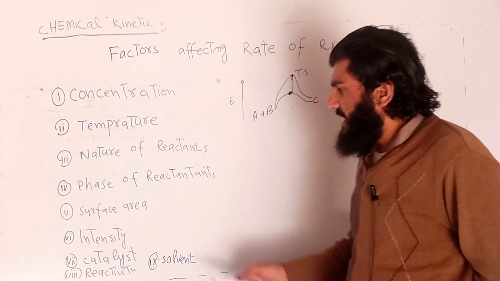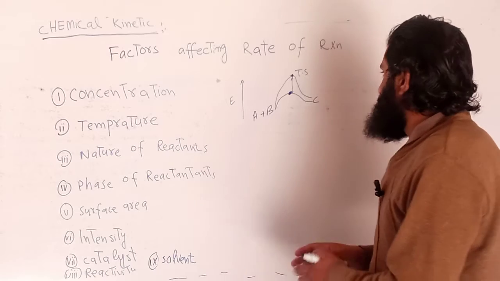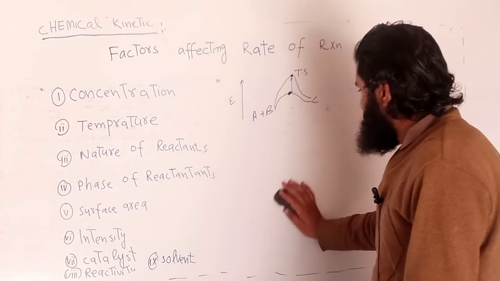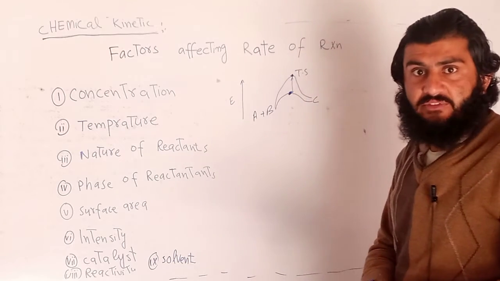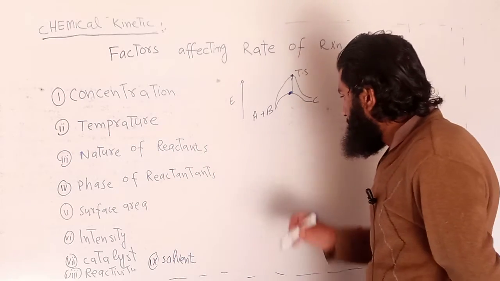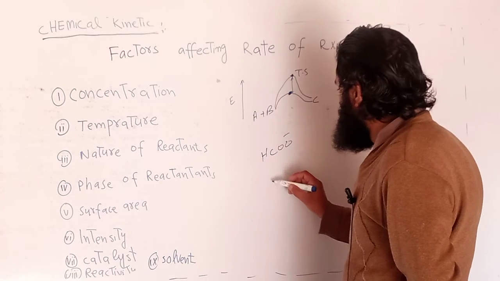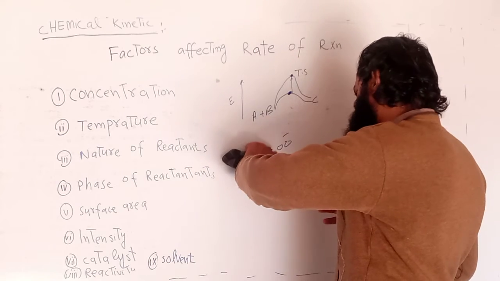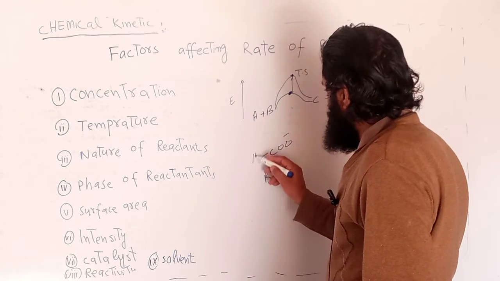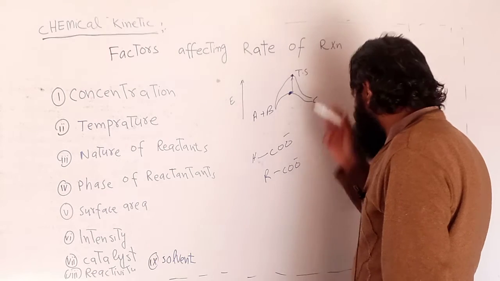The other factor is reactivity. The rate of reaction also depends upon the reactivity of the reactants. For example, we have HCOO negative and R-COO negative. If I take it this way, it will be very conceptual for you people.